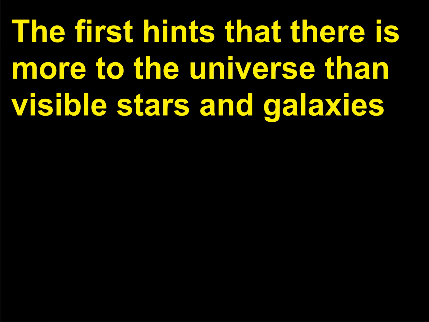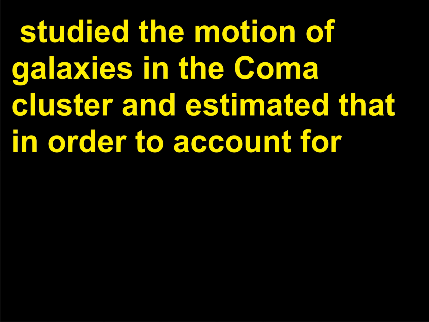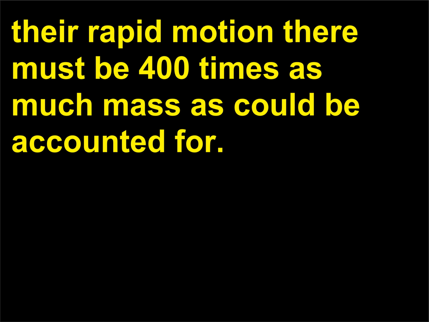The first hints that there is more to the universe than visible stars and galaxies came in 1933 when the Swiss-American astronomer Fred Zwicky, 1898–1974, studied the motion of galaxies in the Coma cluster and estimated that in order to account for their rapid motion there must be 400 times as much mass as could be accounted for.